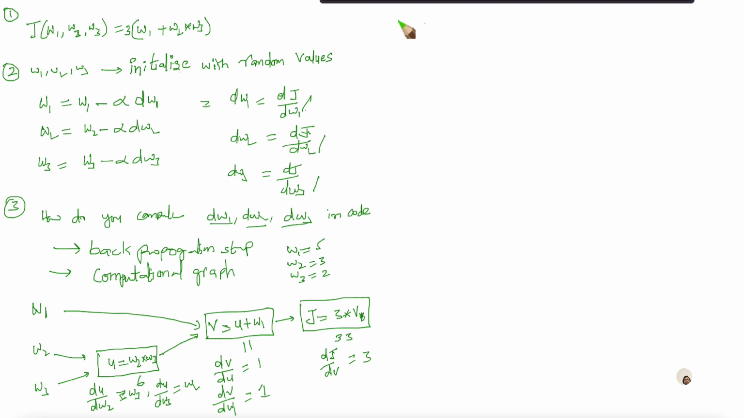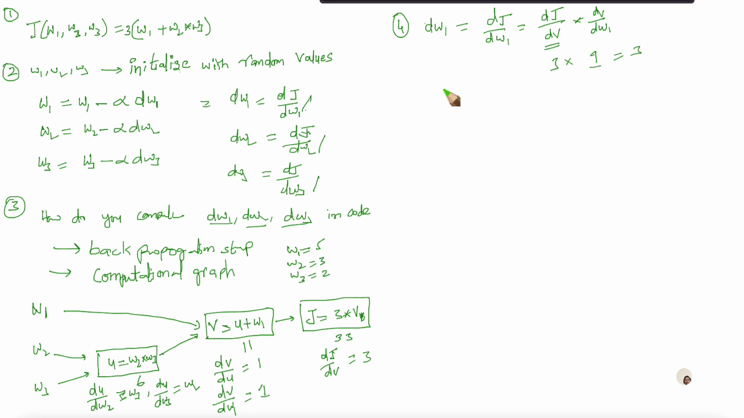So let's see how we can compute dw1, which is dJ by dw1. Using the chain rule, we can compute it as dJ by dv times dv by dw1. This we already know, which is 3, and this we also already know from here, it's 1.